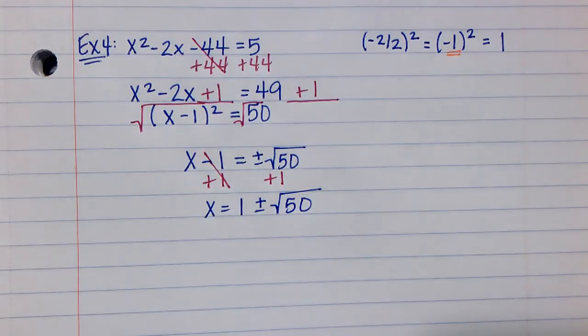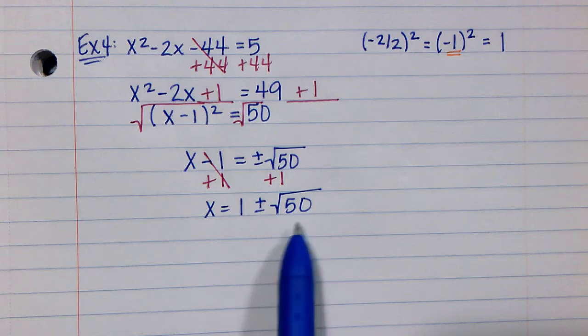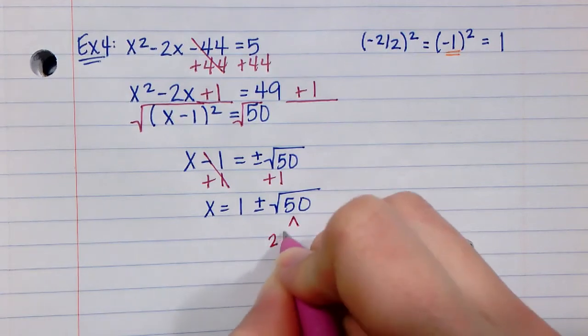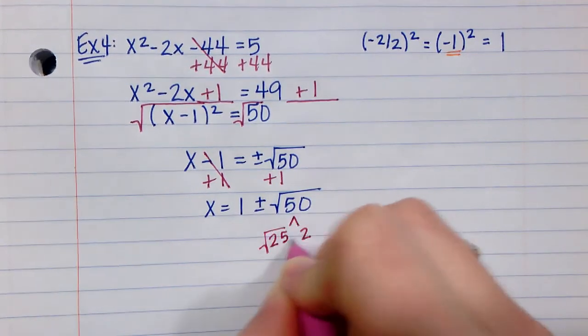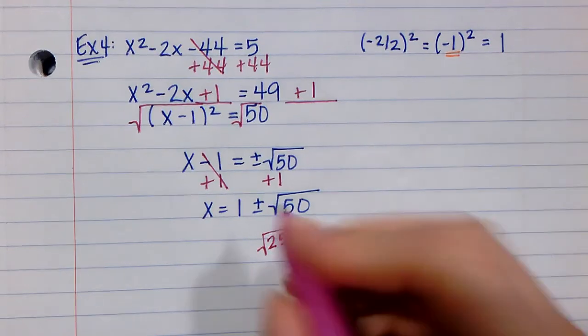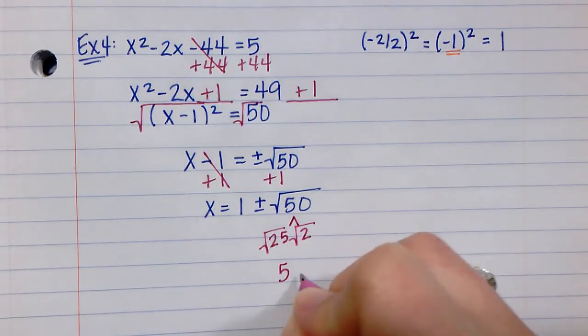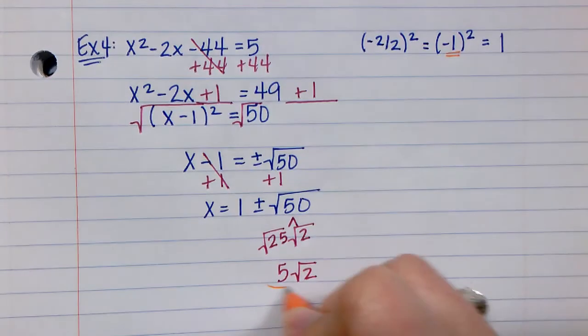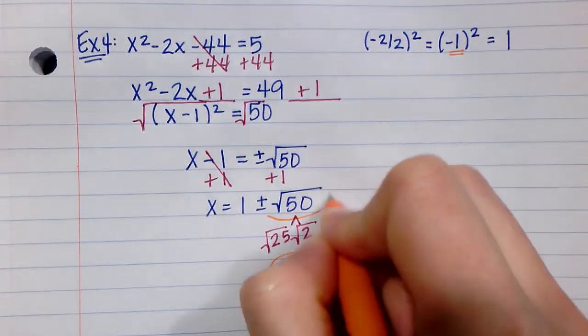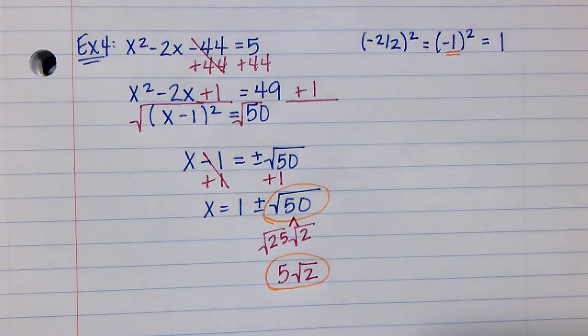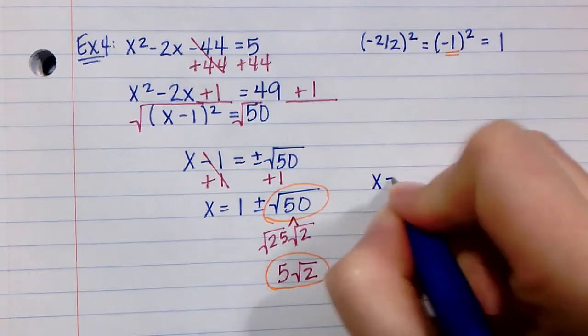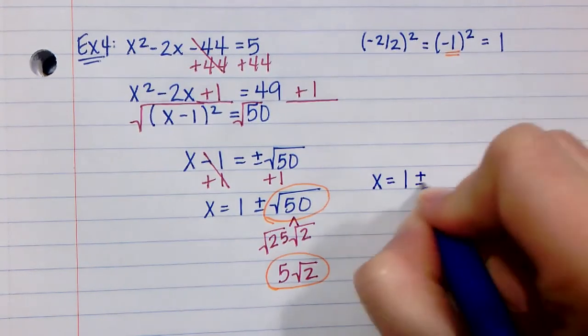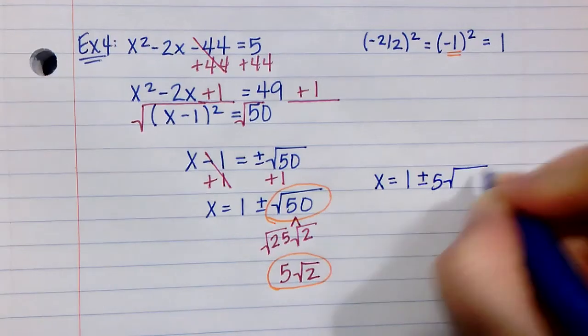Check to see if it simplifies. 50 might be easy for some of you guys to recognize because it would be 25 and 2. Take the square root of both of them. The square root of 25 is 5. You can't simplify the square root of 2, so you bring it down. So I'm going to plug in the 5 radical 2 in place of the radical 50. Solutions, x equals 1 plus or minus 5 times the square root of 2.